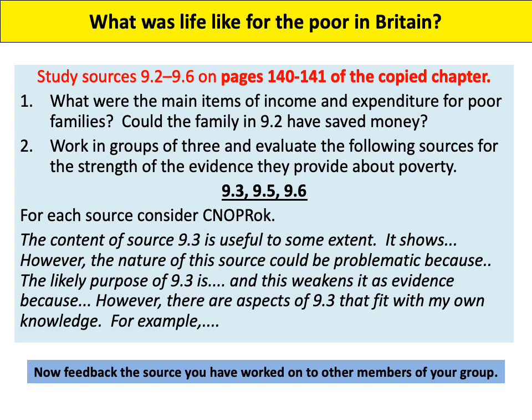So what we'd like you to do is, for each source, consider how useful, how valuable it is as a piece of evidence for finding out about the poor. So you want to look at CONOP. The C is for the source content. What does it tell you? Or for source 9.3, what does it show you? How are people living at this time?